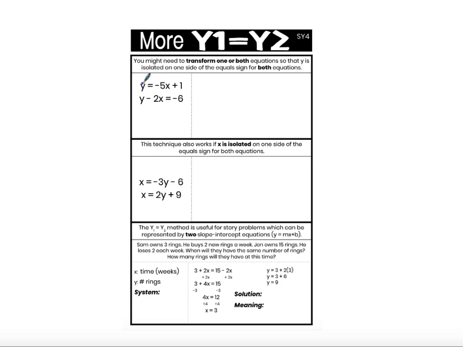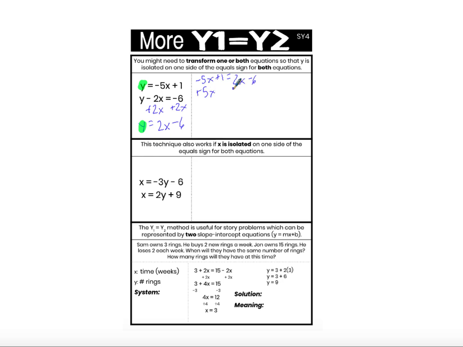This one does already have y isolated, but this one does not, so I need one simple transformation. Adding 2x to both sides, now I have y isolated by itself on one side of the equal sign. So y equals 2x minus 6. I basically just moved that 2x over using inverse operations. Now, this y and this y are equal to each other at the solution. So I can set those two equations equal to each other. I can say negative 5x plus 1 equals 2x minus 6.